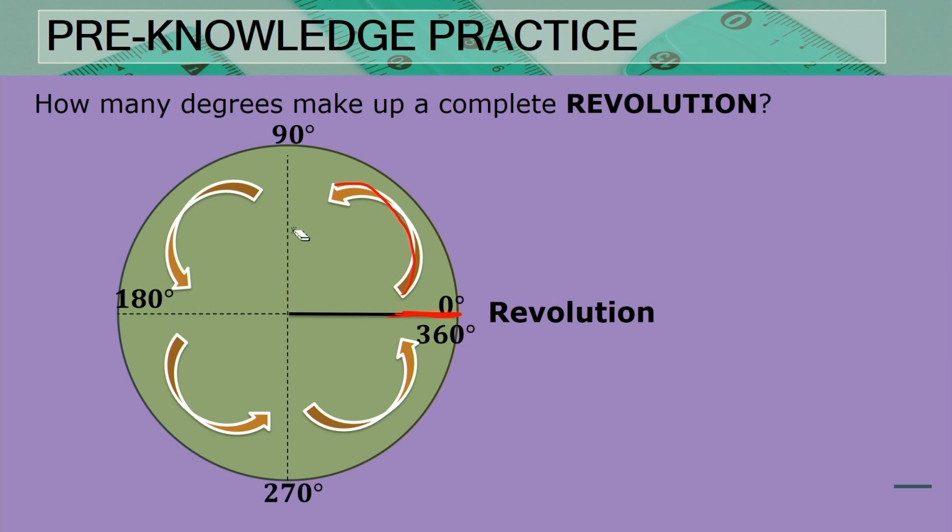And when it continues to move along and gets to that point there, it will be at 180 degrees, and it continues moving. It will be at 270 degrees, and of course, back at 360 degrees, which now gives us our revolution, a full circle.